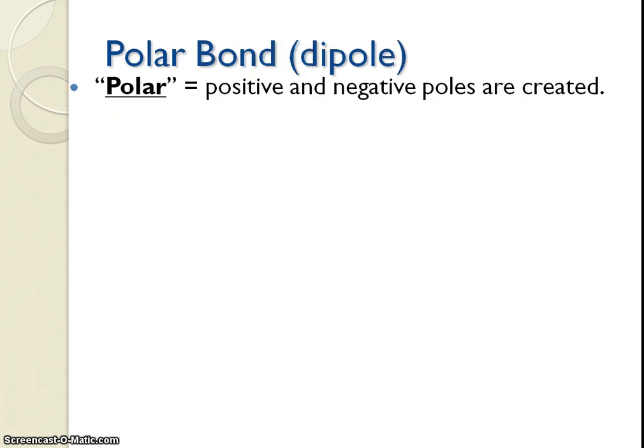So again, polar means that you have a negative and a positive pole, and it's not a complete negative or positive because the electrons are not transferred, but it's just a slight negative and a slight positive, because it's kind of like it's lopsided, where the electrons hang out more on one side of the atom, or on one side of the molecule.